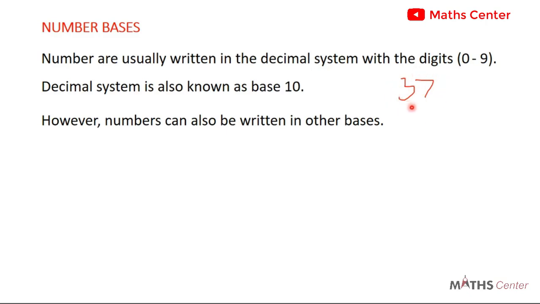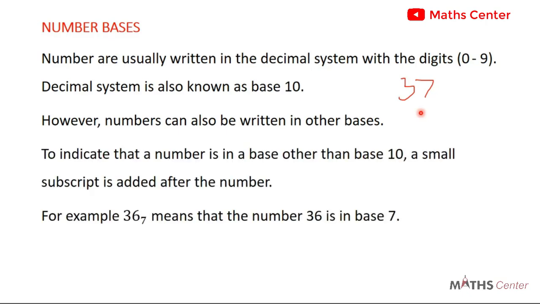That is the usual practice that we do. Base 10 is also known as the decimal system. What you have to know is that 37 here, which is in base 10, can also be written in other bases that are not base 10. So you can think of base 2, base 3, base 4, base 5, base 6, and it goes on and on. Our main focus in this topic is that we are going to look at how to write numbers in other bases that are not base 10, and how to perform operations, that is addition, subtraction, multiplication, and division, on numbers that are in other bases that are not base 10.